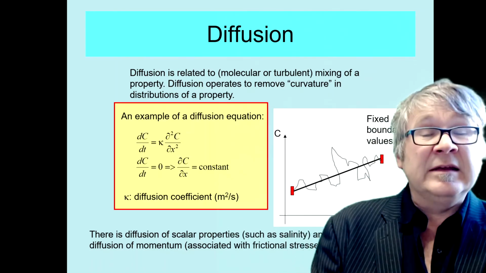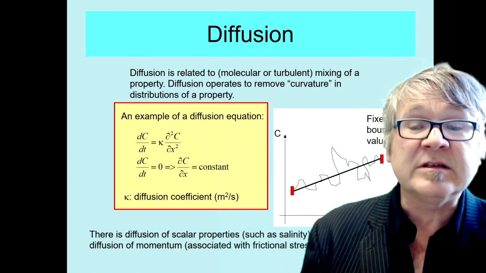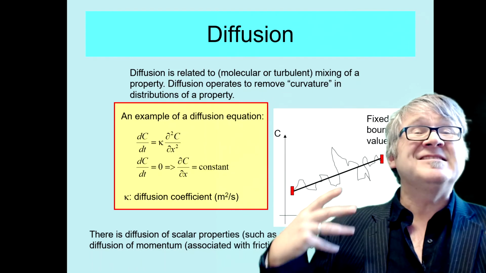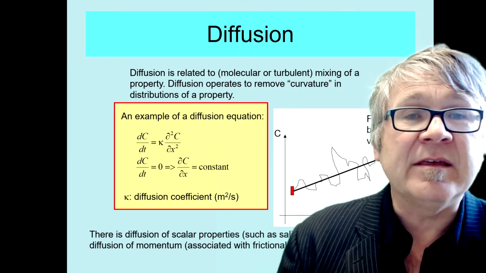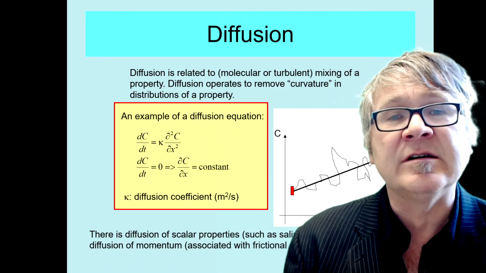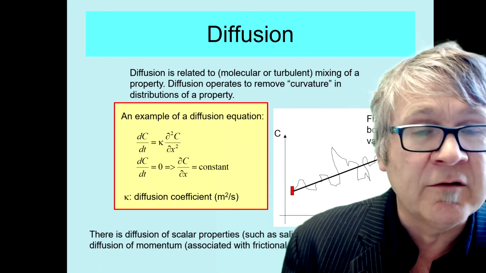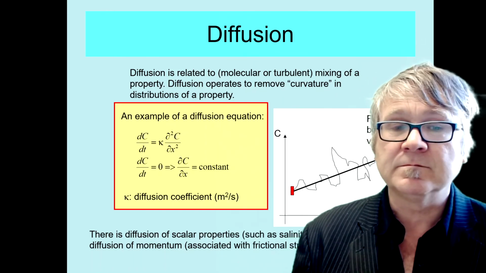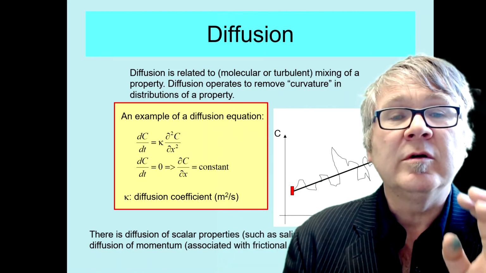Okay, so in the oceans, there's diffusion of scalars like temperature and salinity, but there's also diffusion of momentum, like the flow velocity. This is what we call diffusion.